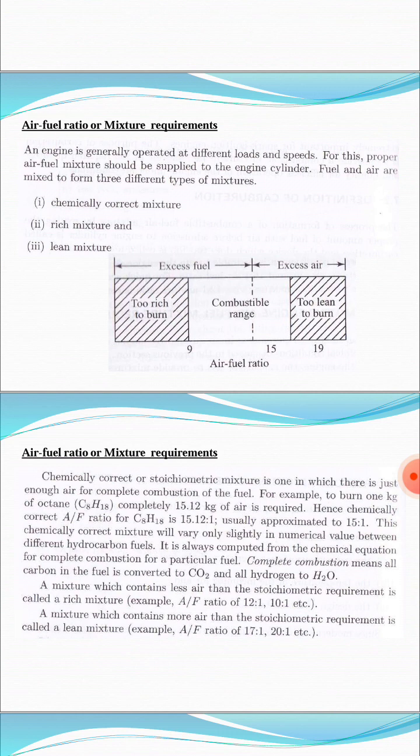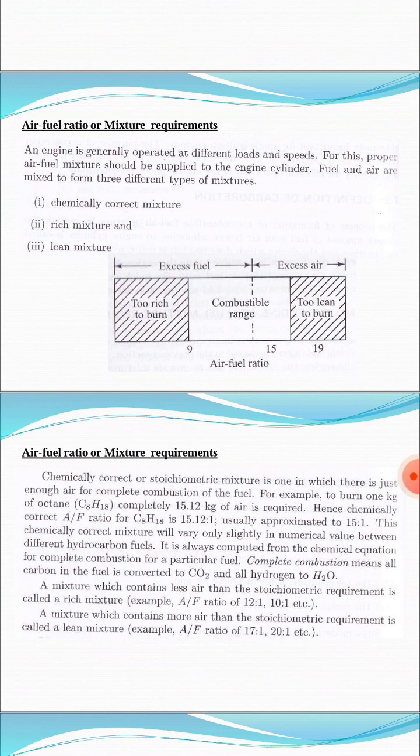This chemically correct mixture will vary only slightly in numerical value between different hydrocarbon fuels. It is always computed from the chemical equation for complete combustion for a particular fuel. Complete combustion means all carbon in the fuel is converted to CO2 and all hydrogen to H2O.